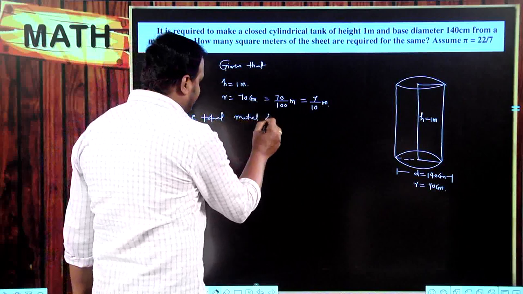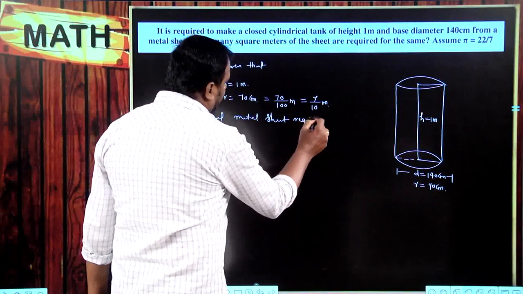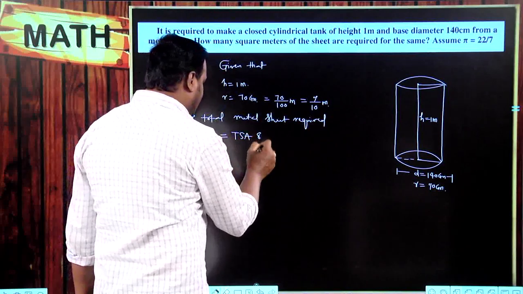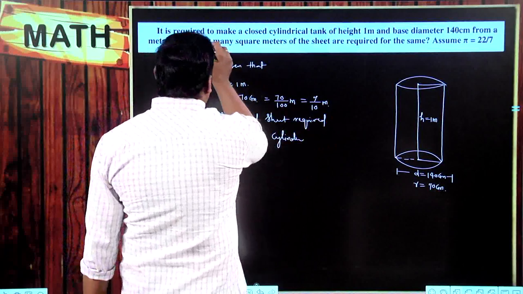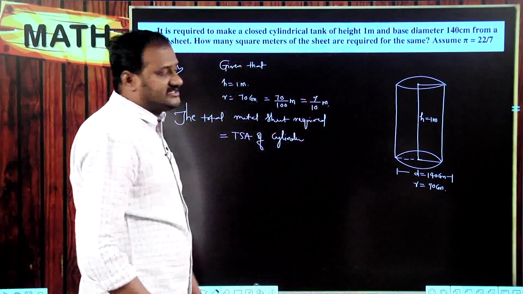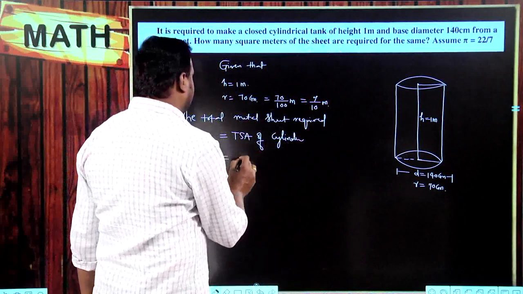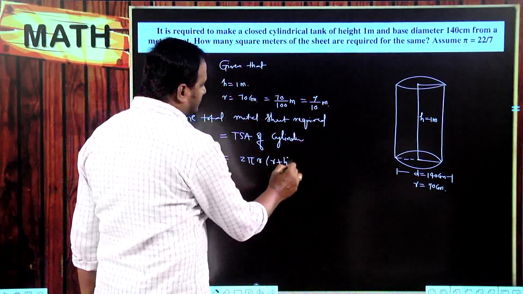The total metal sheet required is equal to the total surface area of the cylinder. That is why it was mentioned there that it is required to make a closed cylindrical tank. Okay? What is the total surface area of the cylinder? 2 pi r into r plus h, right?